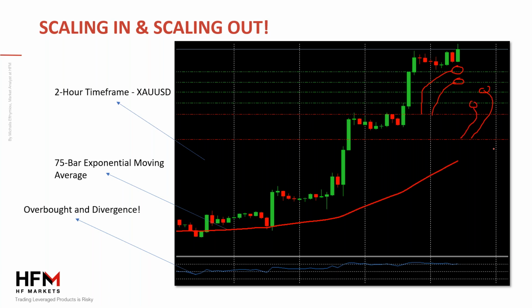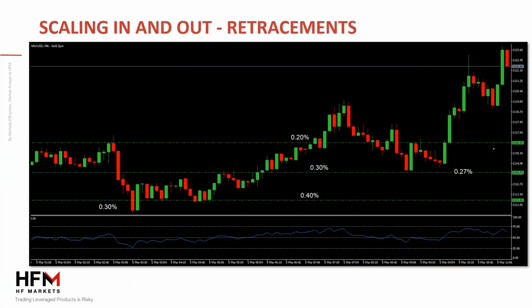So you can see here I'm spreading the risk across 4 different trades, 4 different prices, 4 different times, and 2 different exits. Now you can just scale in or just scale out, it's absolutely fine, or you can scale in and scale out. This is another example here.